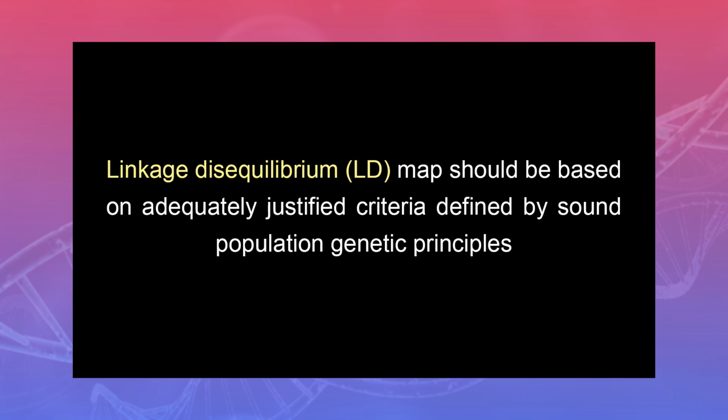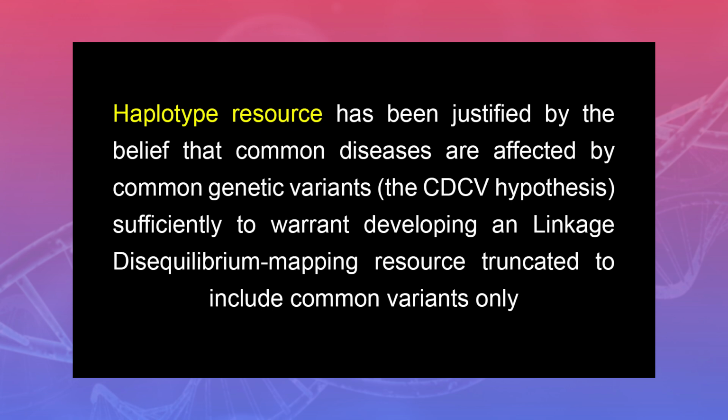The linkage disequilibrium map should be based on adequately justified criteria defined by sound population genetic principles. The haplotype resource has been justified by the belief that common diseases are affected by common genetic variants, likely sufficiently to warrant developing an LD mapping resource truncated to include common variants only. However, a chain is only as good as its weakest link. Even within a short, well understood gene, association testing can be problematic.